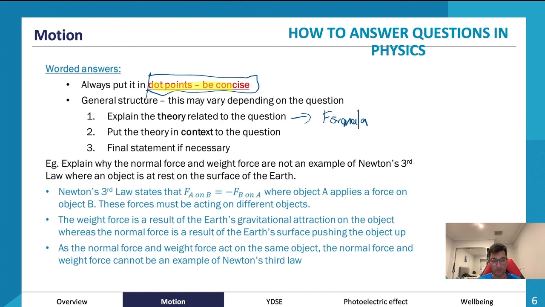Once that's done, you can use the theory that you just explained from the previous dot point and explain it in terms of the context of the question. And finally, you want to be linking back to the actual question, some sort of final statement.